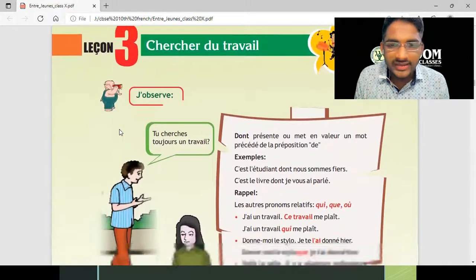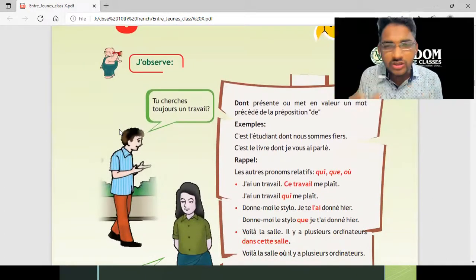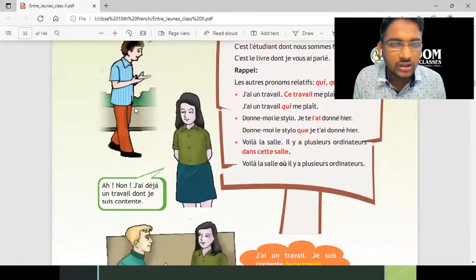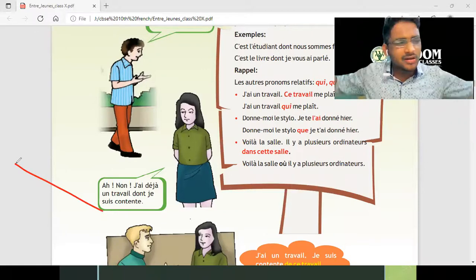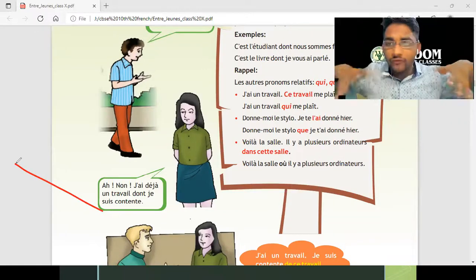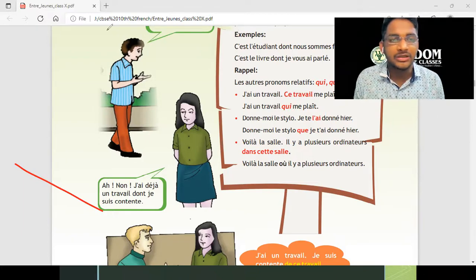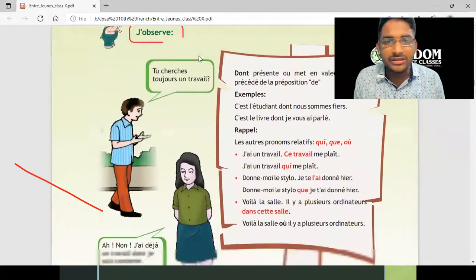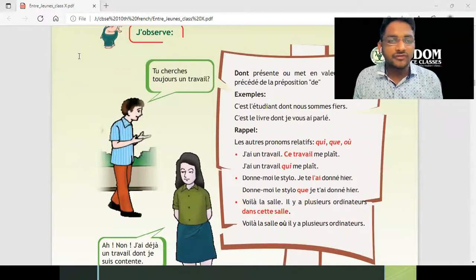Okay, so again, there's a text, students, over here. Tu cherches toujours un travail? Are you still searching for a work? Then he said, no, j'ai déjà un travail. No, I already have a work of which the important word is the "of which", of which I am happy. So students, in this particular chapter we have a new topic. The name of the new topic is le pronom relatif.